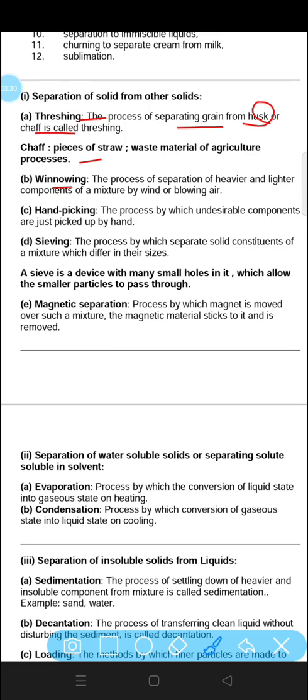Now winnowing is the process of separation of heavier and lighter components of a mixture by wind or blowing air. If wheat are with chaff kept under the blowing air, then wheat will fall at the nearer places, whereas the chaff or husk will just flow away with the wind and will fall at the distant places.